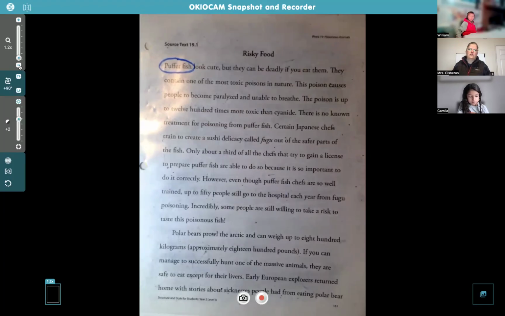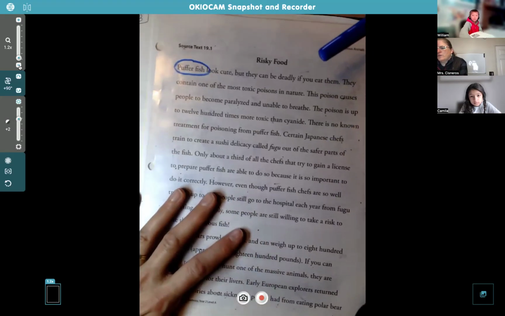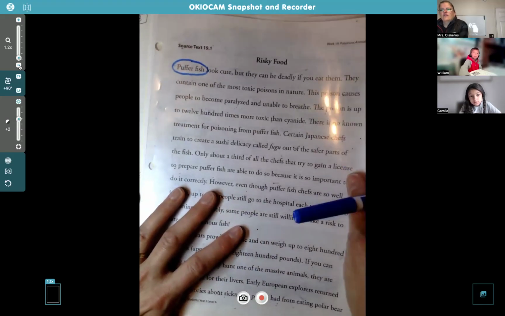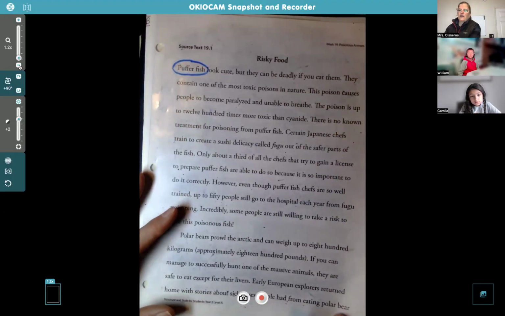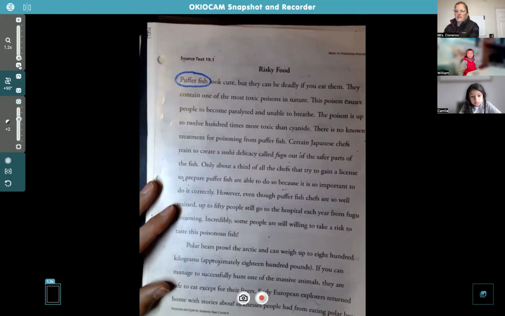Circle pufferfish. William? Pufferfish can be eaten, but they have to be cut right. Oh, okay. So you know a little bit about pufferfish. They have to be cut right. Have you ever had a pufferfish before? No? You just heard about that? That's interesting. Has to be cut right.